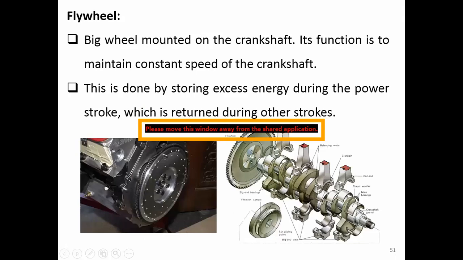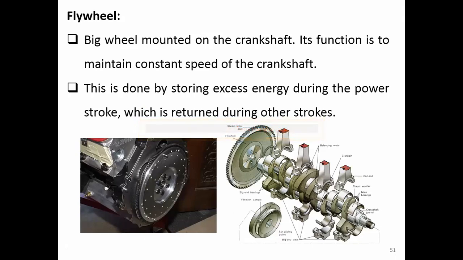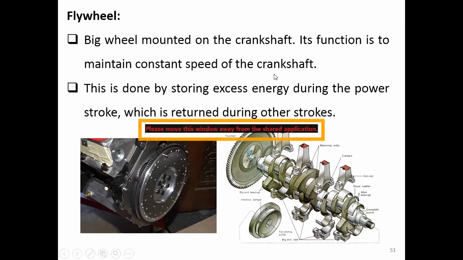The next one is the flywheel. The flywheel is a big wheel mounted on the crankshaft, as I already mentioned. This is the mechanical battery, to store the energy and release the energy due to its motion when it is needed. So its function is to maintain the constant speed of the crankshaft.